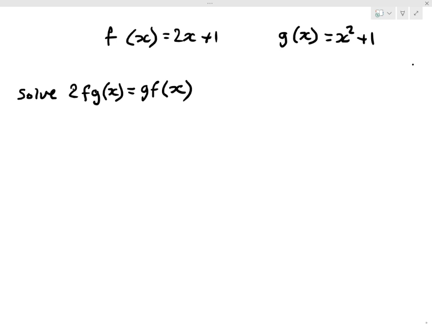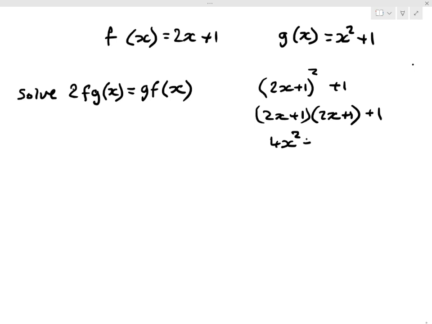So let's find what gf of x is first over here. So we put the f into the g. So this will be 2x plus 1 squared plus the 1. So 2x plus 1, 2x plus 1 plus 1, 4x squared plus 4x plus 1 plus 1 is 4x squared plus 4x plus 2. That is the gf bit.